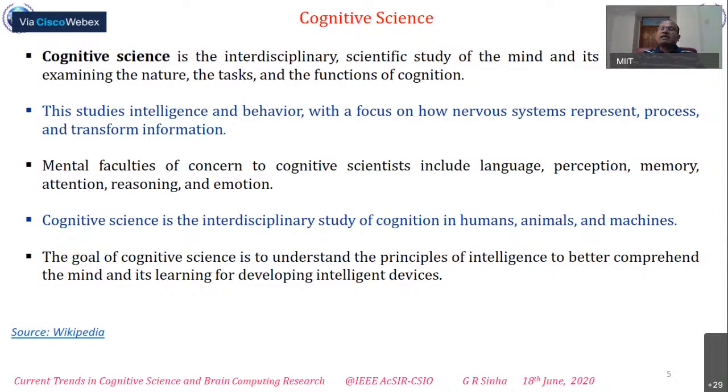The main objective of studying cognitive science is to understand the main principles of intelligence, to better comprehend the mind and its learning for developing intelligent devices. When we talk about cognitive ability and brain-computer interface, we actually want to exploit the intelligence of the human brain. So the ultimate aim is to develop intelligent devices. The ultimate aim is to generate commands from the brain, and those commands can be interpreted by the computer, and accordingly intelligent or smart tasks and applications can be performed. So this is all about cognitive science.